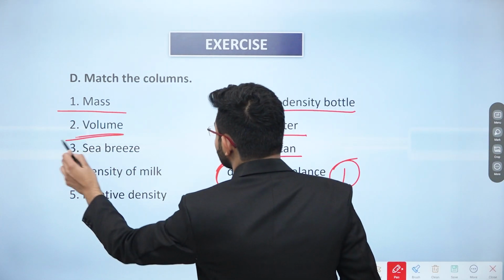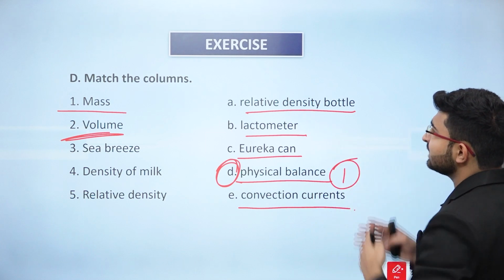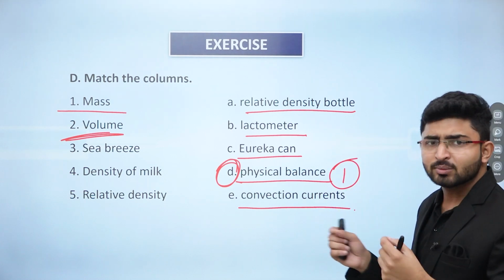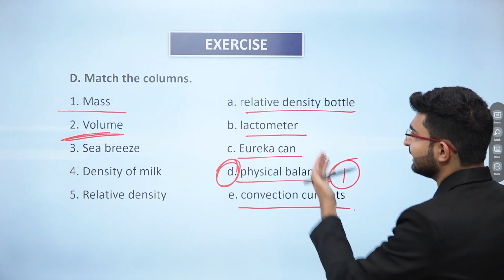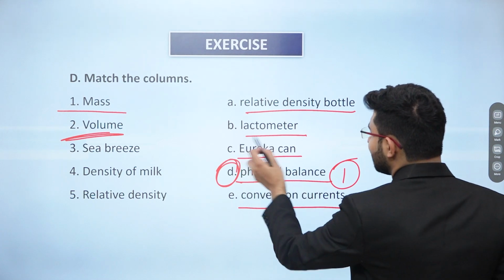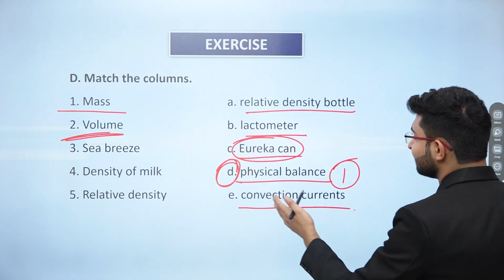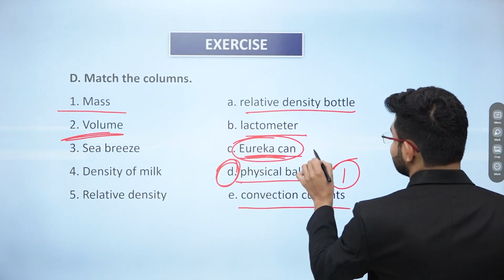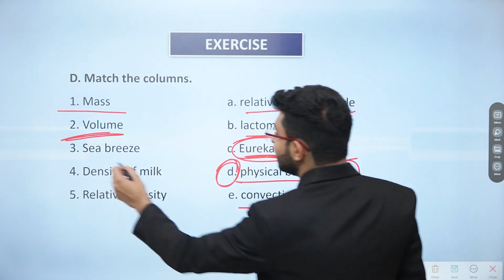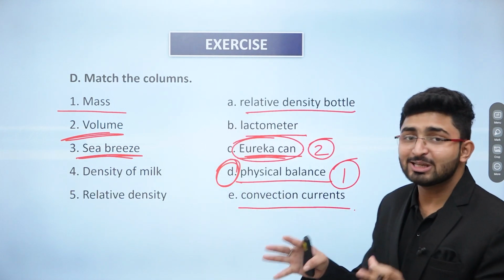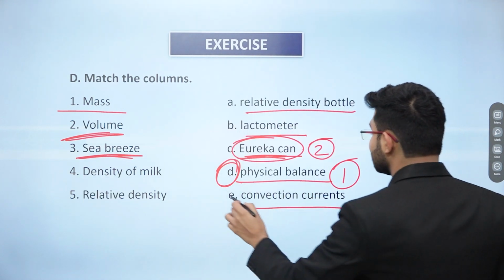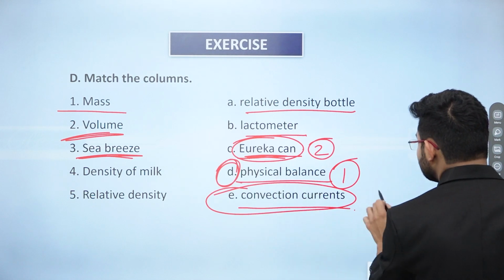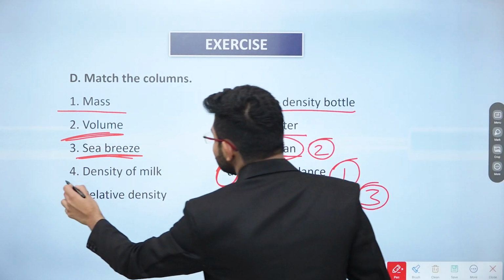Next one is volume. Talking about volume, relative density bottle. We can relate that with relative density bottle, but moving ahead, lactometer, no. Then Eureka can, yes, we can relate that, and convection current. So volume can be accurately related with Eureka can. So 2 goes here. Then we have sea breeze. When we are talking about sea breeze, it is a phenomenon related to the convection currents, right? So 3 goes here.